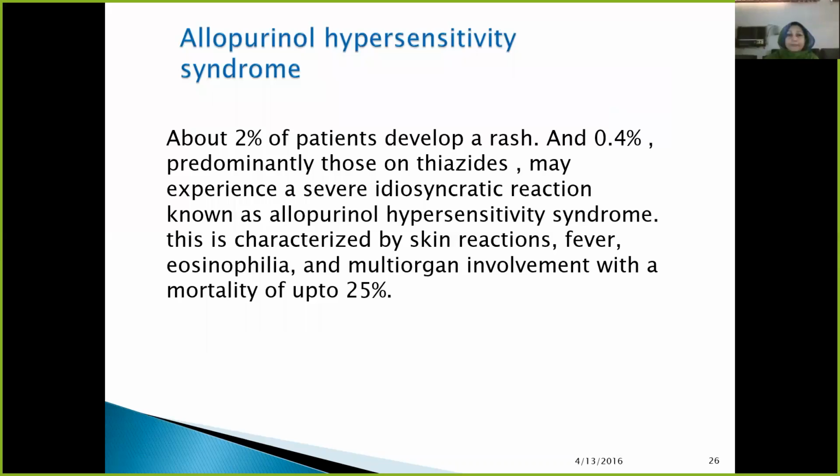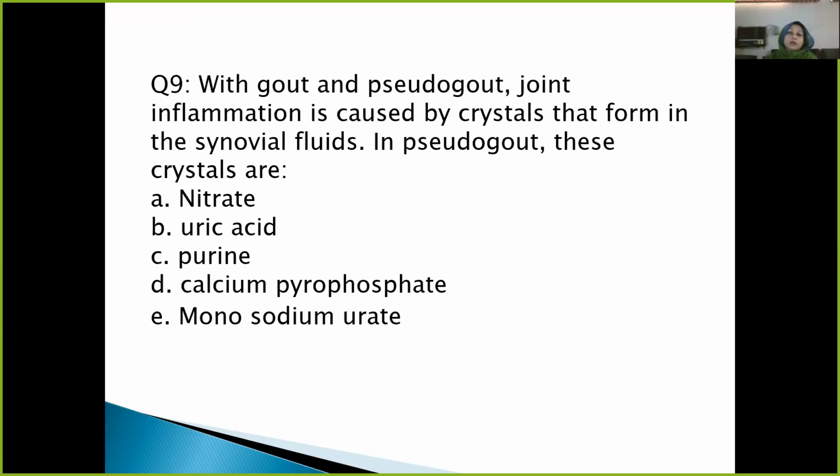Next question. With gout and pseudo-gout, joint inflammation is caused by crystals that form in the synovial fluid. In pseudo-gout, these crystals are nitrate, uric acid, purine. Exactly. ये तो सबको आता है. असल में हमारे पास DLP के हाफिज मौजूद है.